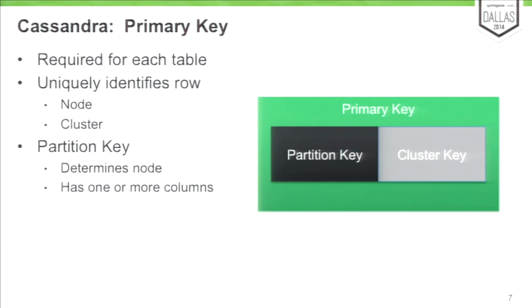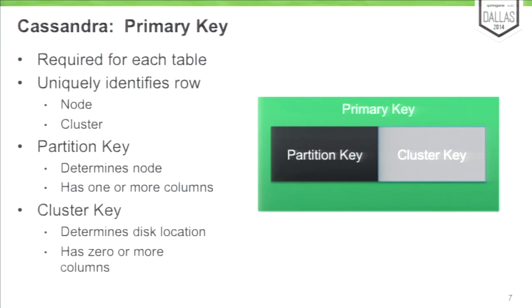The partition key is the thing that determines the node in the cluster where that data resides. So there's a predictive hash algorithm that Cassandra uses, using the data in the partition key, that sends the data to a particular node within the cluster. And again, the partition key must have at least one column. Sometimes it can have more, but it usually is one or two. The cluster key is the part of the primary key that determines where on the disk the data resides. So all the data for a particular row is clustered together. Okay.